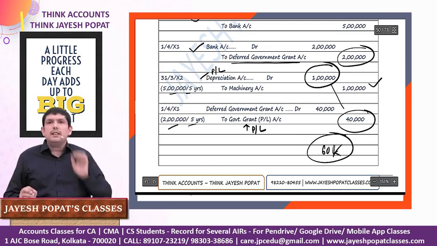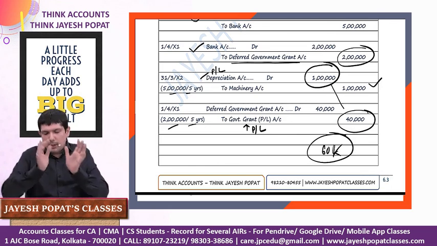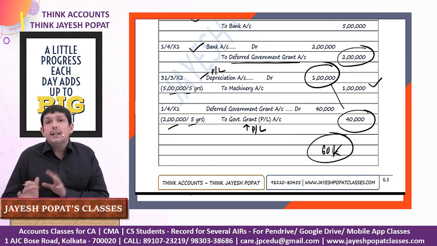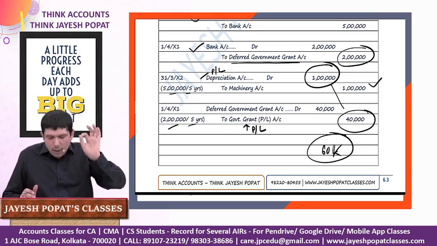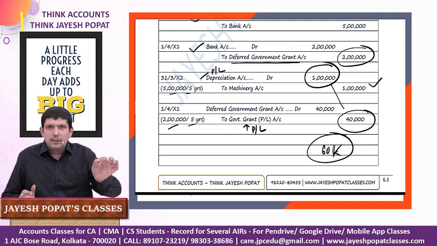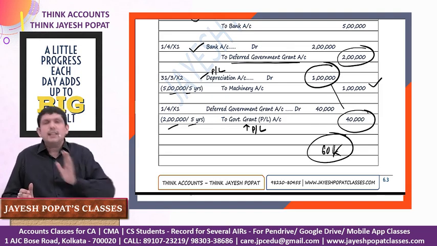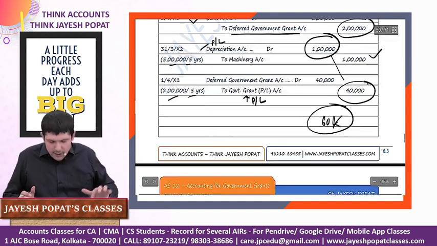So under both the methods, the amount of depreciation or the amount of charge to the P&L remains the same. Just the method of presentation differs. In the first case, we reduce the value or the amount of government grant from the value of the asset. And in the second case, we are treating the amount of government grant as a deferred income.